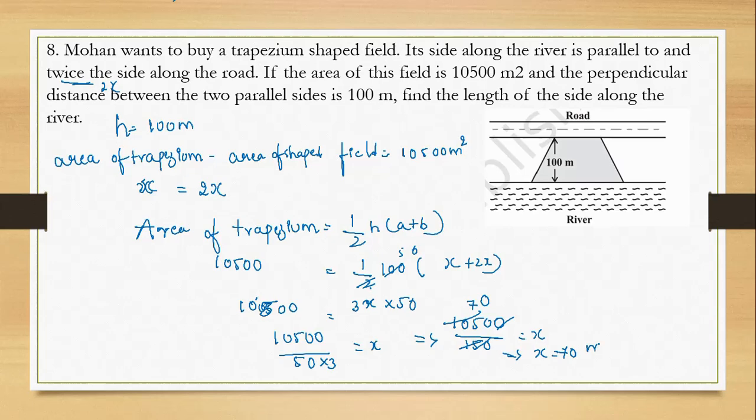Meter. This is one parallel side, and the other parallel side is twice of it, so it is 2x. So it is 2 into 70, that is 140 meter. So one side is 70 meter and another side is 140 meter. It is x and this is twice of the other side. Okay.